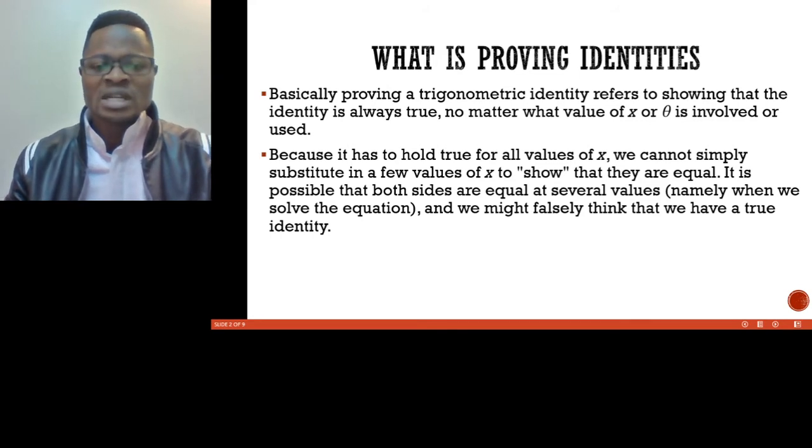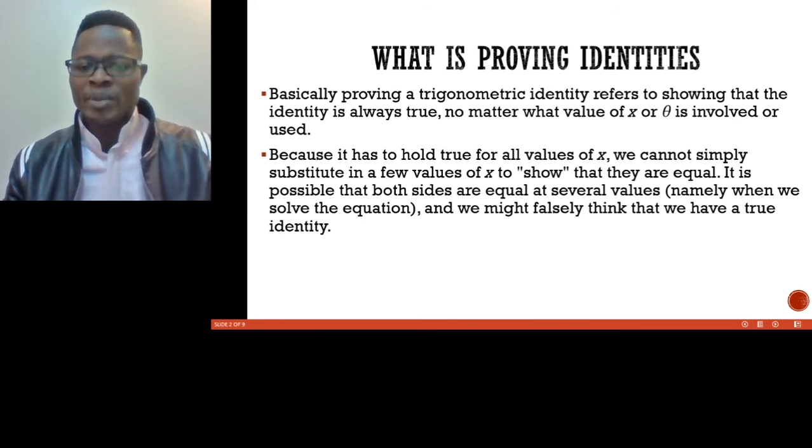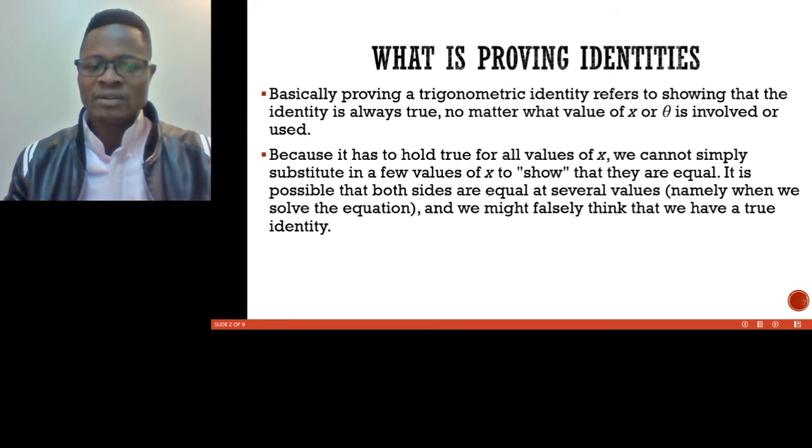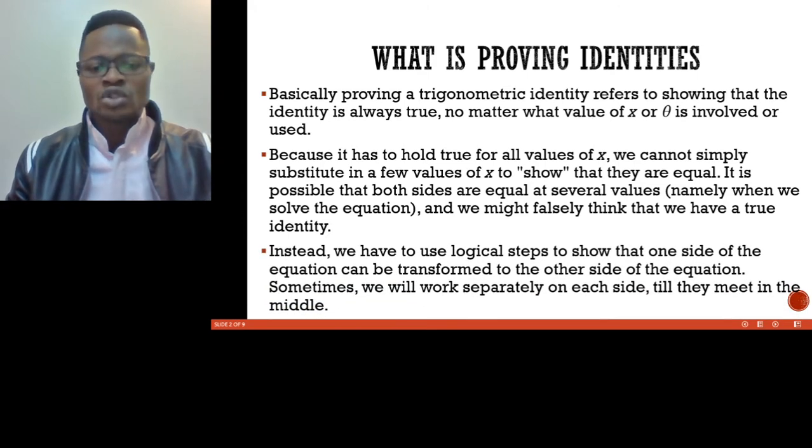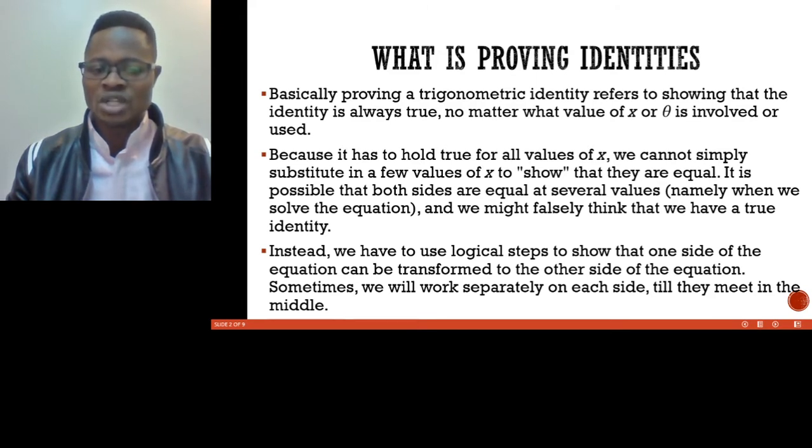It is possible that both sides are equal at several values. That is when we solve the equation and we might forcefully think that we have a true identity. But sometimes we can solve the equation and think that we have a true identity, but it is false. So we are going to prove those identities and make sure that the identity is always true. Instead, we have to use logical steps to show that one side of the equation can be transformed to the other side of the equation.